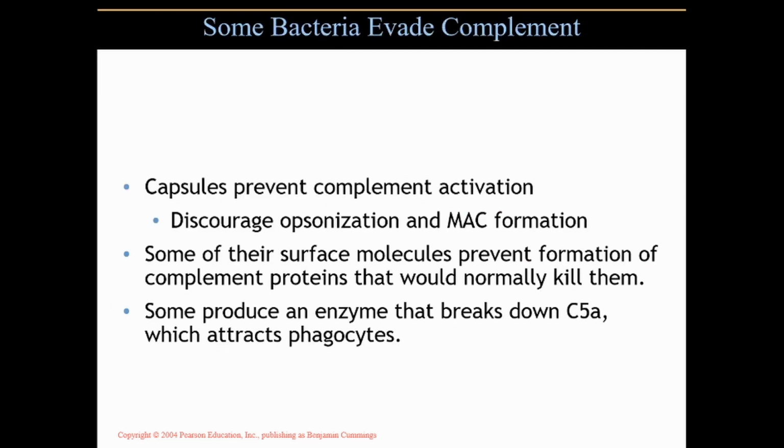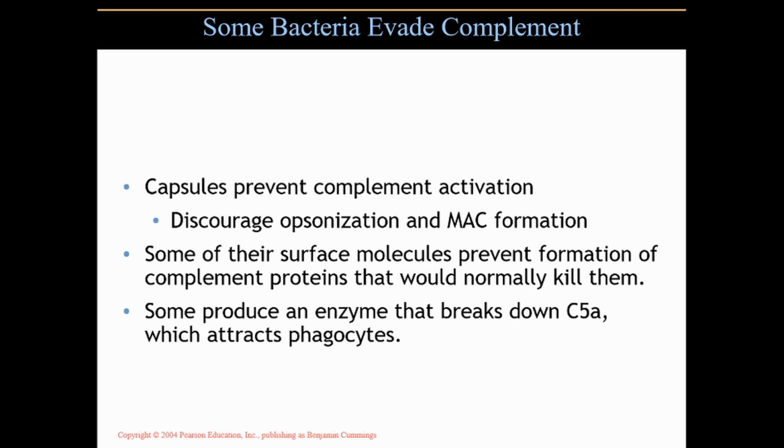So can they evade complement? Yes, just like bacteria can evade phagocytosis in a number of very crafty ways, bacteria can also evade complement. They have adapted and evolved a number of processes in order to get around our system of trying to eliminate them and kill them. So what have they formed? They form capsules. These capsules prevent complement activation. They discourage opsonization and MAC formation.